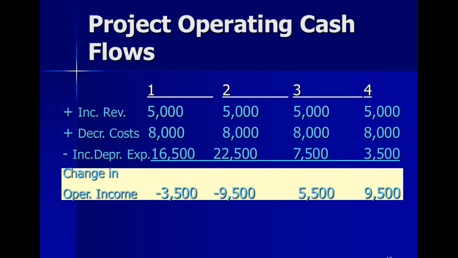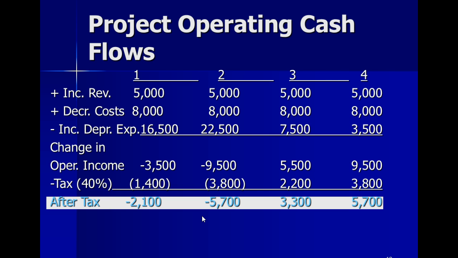Okay, so here's a cash flow project, and we have an increase in revenue up here, and we have our decrease in costs. And then we have our depreciation. So the change in income actually shows negative for the first 2 years because the depreciation is larger than the revenue and decrease in costs.